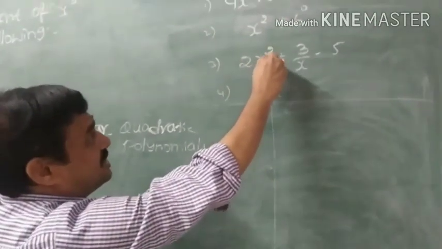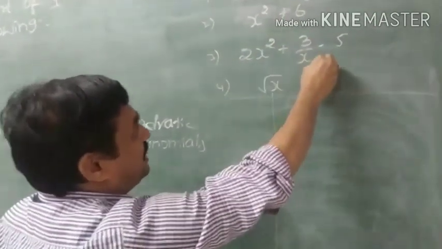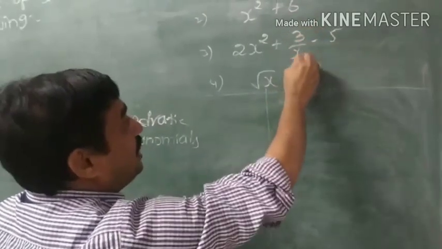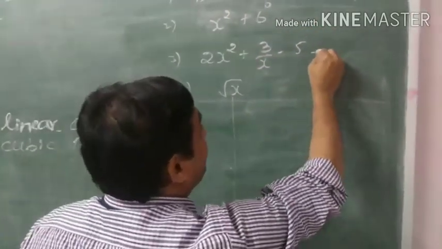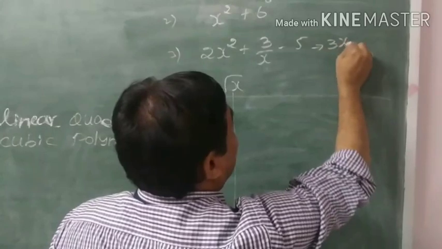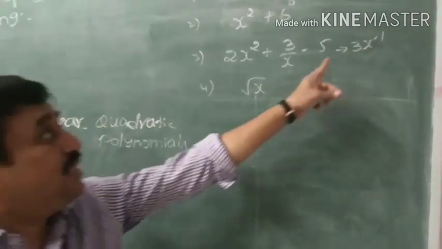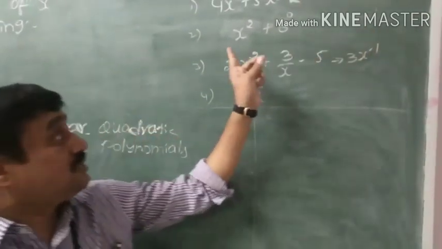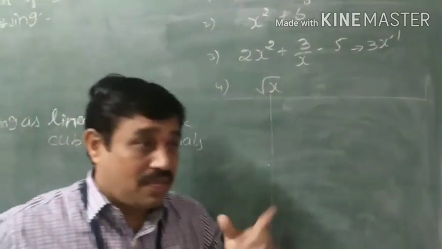Now another one is 2x square plus 3 by x minus 5. Here 3 by x can be written as 3x power minus 1. Here the power is negative. So that's why it is not considered a polynomial.